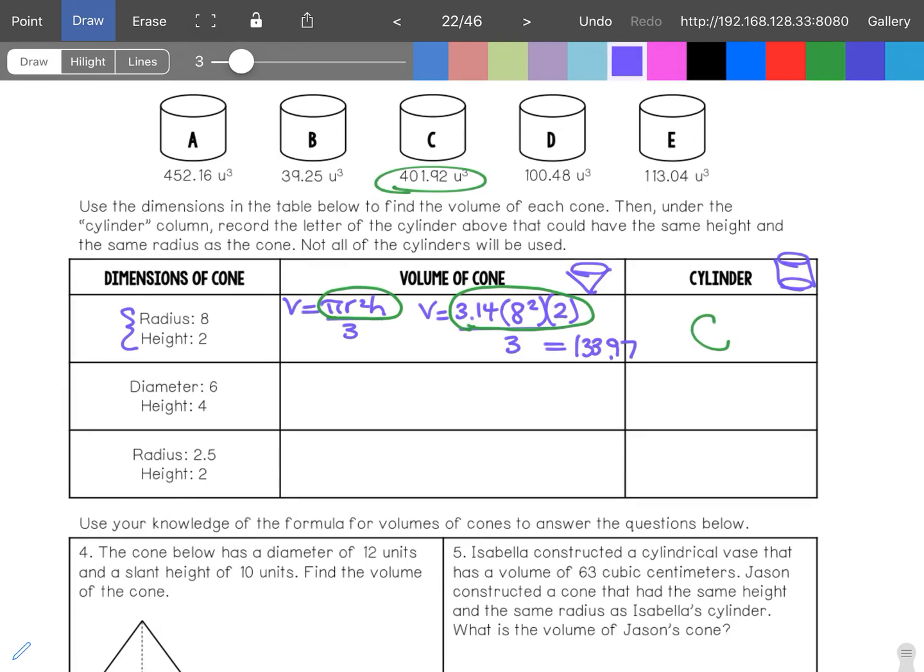Okay, if you feel pretty good about this, you can pause it and you can try the next two and then turn it back on. All right, so for this one, you should have done pi times, now the radius, they give you the diameter, so you got to be careful. You got to cut that in half. So the radius would be 3 squared, and the height is 4, and then divided by 3. So type that in.